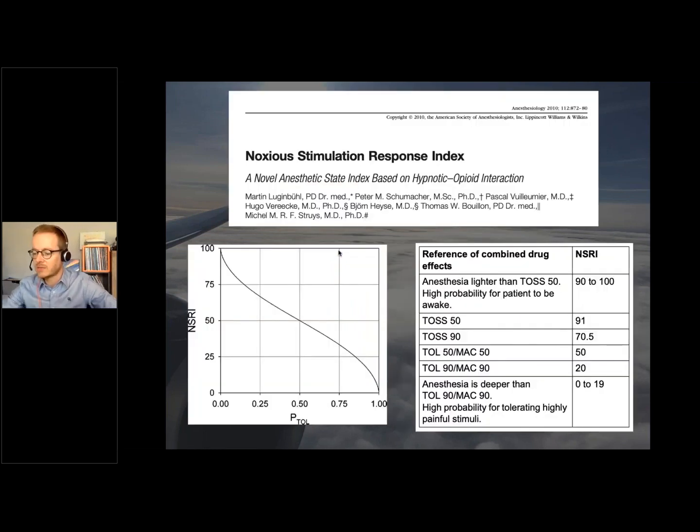This two-dimensional graph can be more simplified. Sort of speaking, you could make it one-dimensional. You could give it a number, and that number is called the noxious stimulation response index. It's a number going from 100 to 0, and if you are below 20, you will have a predicted anesthesia, that is a predicted probability of tolerating highly painful stimuli.